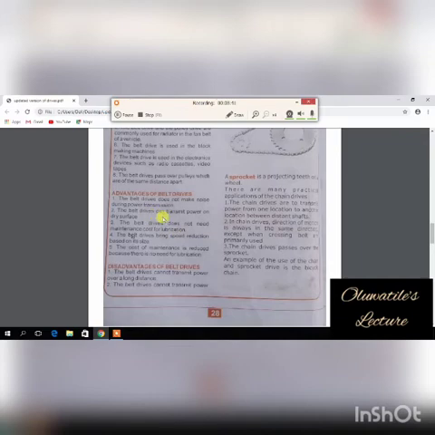Another one says the belt drives can transmit power on dry surfaces. Yes, they can transmit power on dry surfaces. Like for that flat belt drive I told you, if you notice, the groove of the pulley is actually smooth. So the belt drive does not need maintenance cost for lubrication. No, it does not need it. Lubrication means the adding of oil and all those things, so it does not need that maintenance.